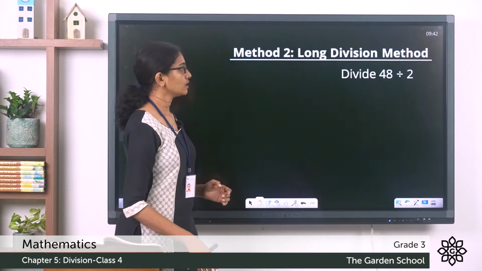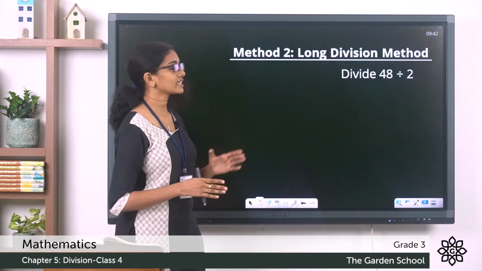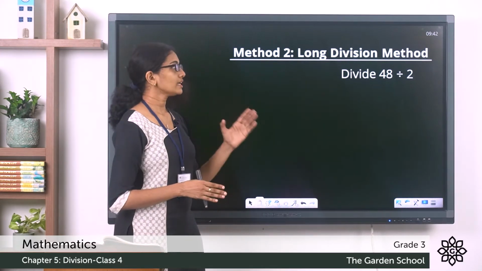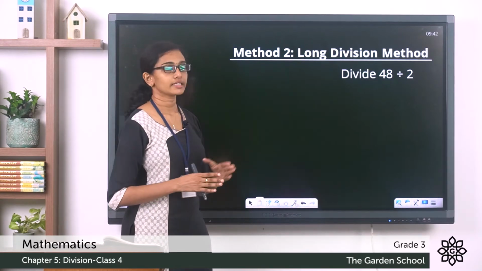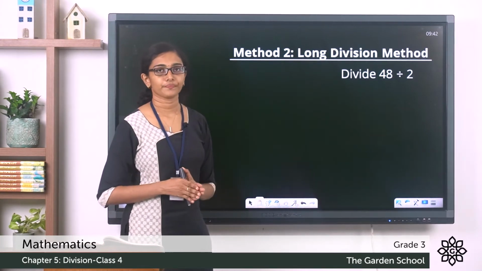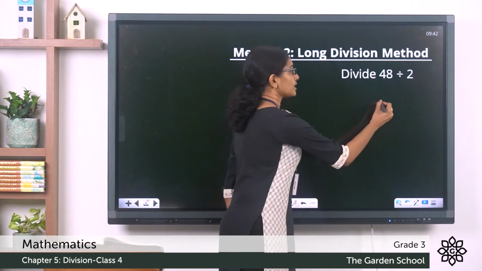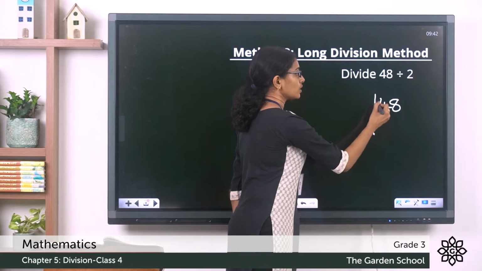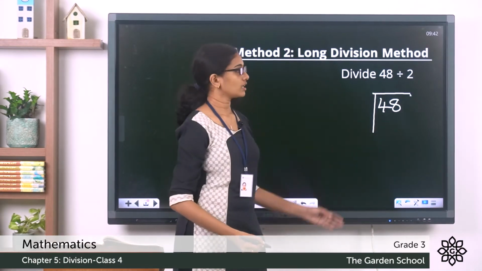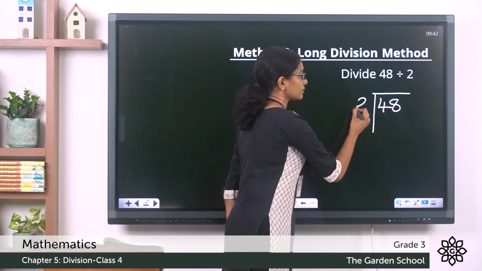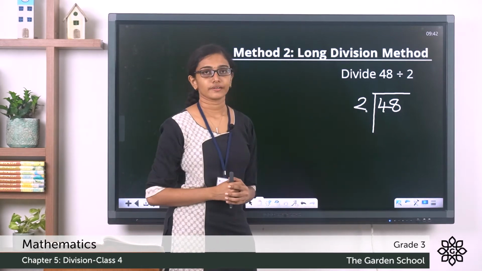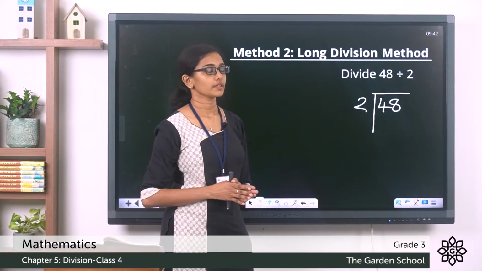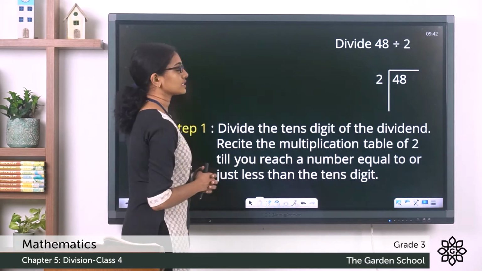Now that was one method, and let's see method number 2, the long division method. In this method, we are going to write the divisor and the dividend in a different way. First we'll write the dividend 48 like this. Then we draw lines like this and we'll write the divisor outside of this grid. So here we have the dividend and here we have the divisor.